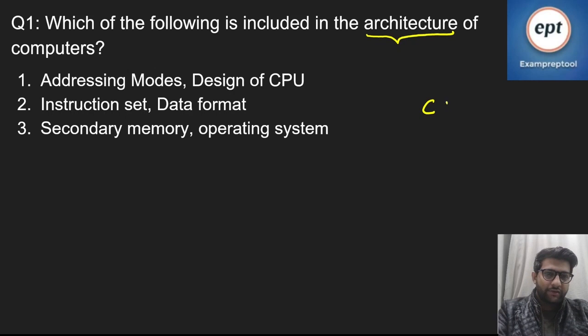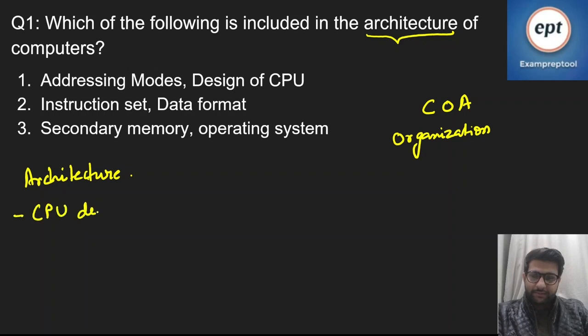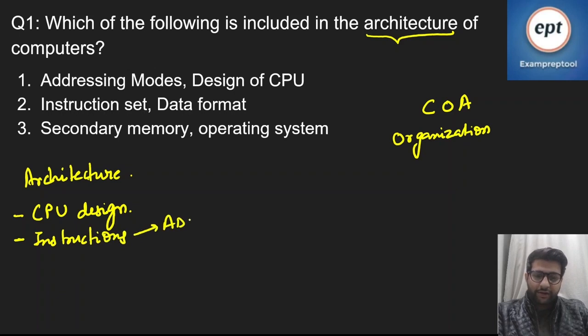So we know that COA consists of what? Computer organization and architecture, right? So architecture usually comprises of the CPU design, the different instructions that the computer will support, different instructions like the add instruction, the multiply instruction, the divide instruction, and so on. Right? So these are different types of instruction this computer will support.